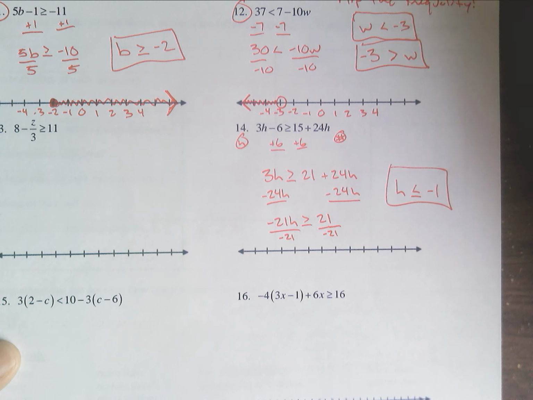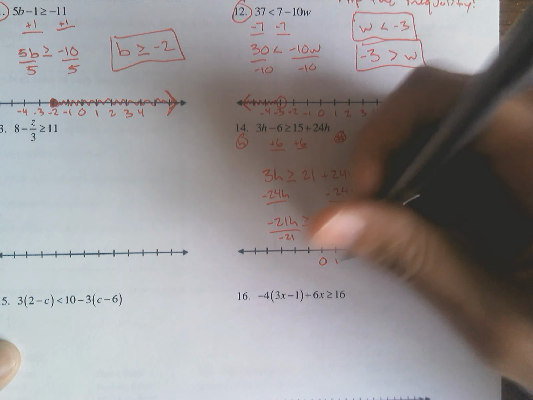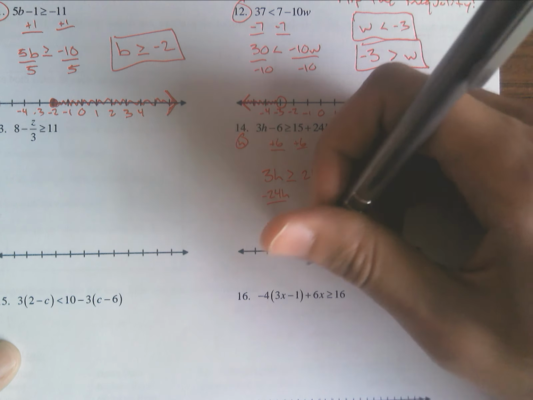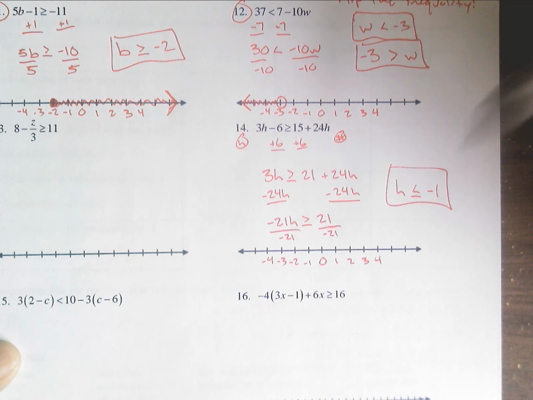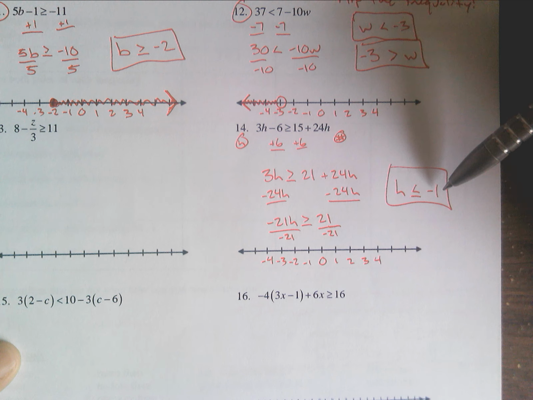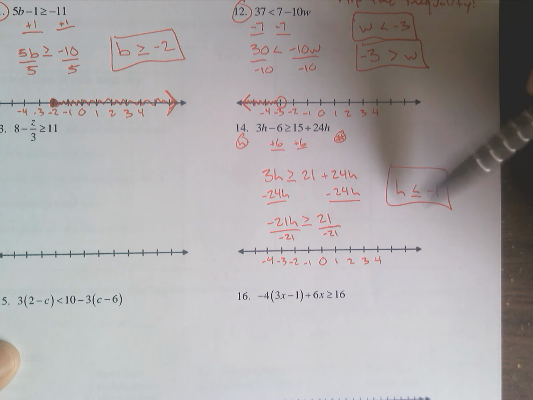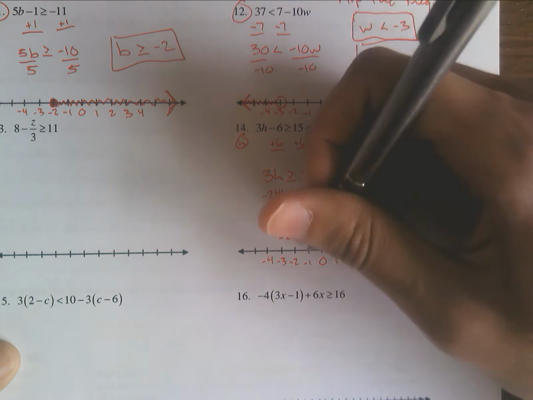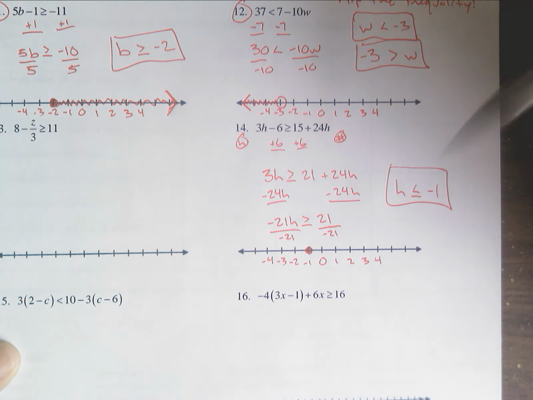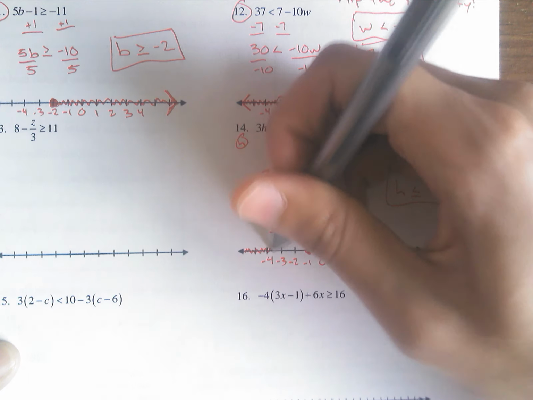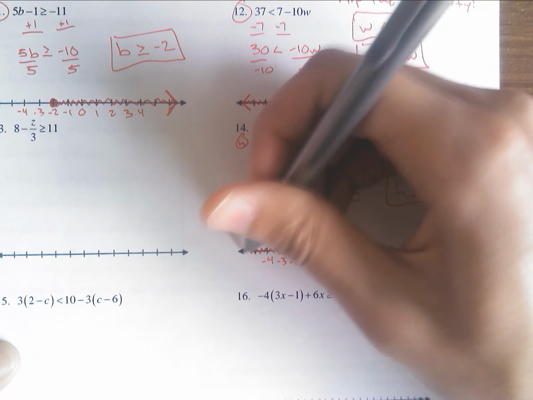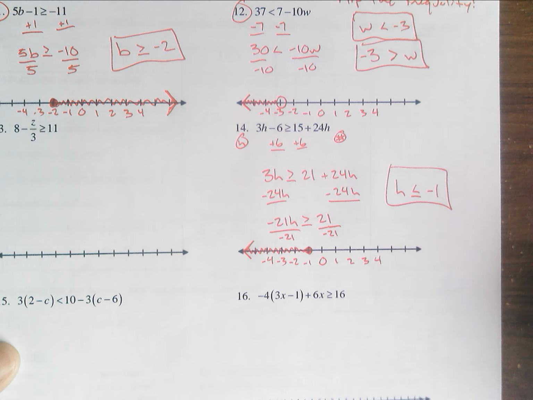Let's go ahead and graph this on the number line. 0, 1, 2, 3, 4, negative 1, negative 2, negative 3, negative 4. And our solution is at negative 1. Now, as an open circle or a closed circle, we have less than or equal to, so this is going to be a closed circle. H is less than or equal to negative 1, so we're going to shade in everything on the left-hand side. So shade in that left-hand side, draw those arrowheads, and it extends infinitely.